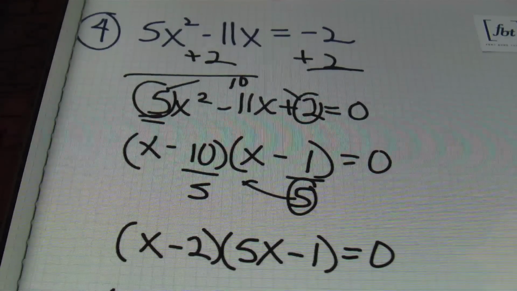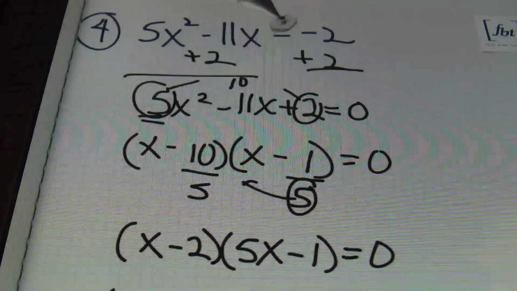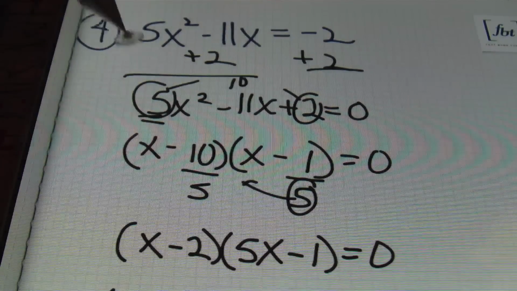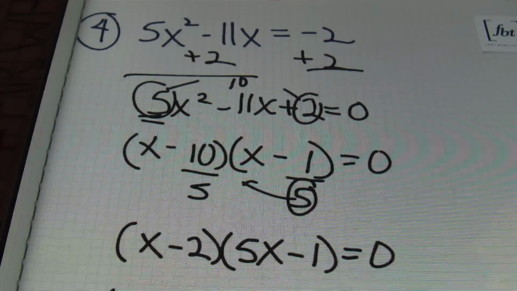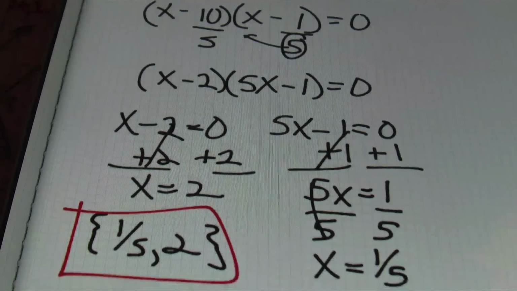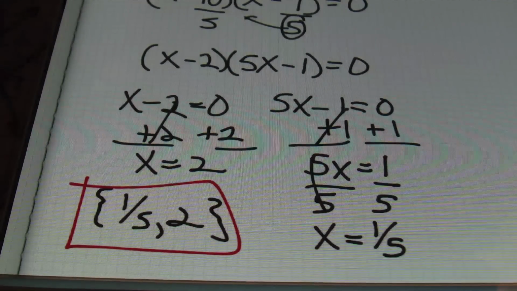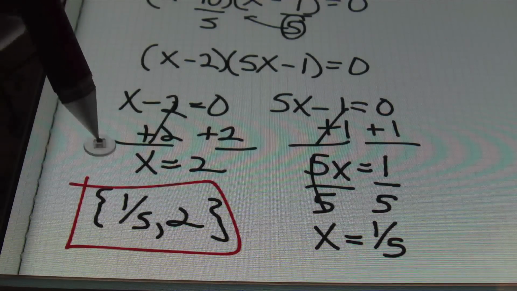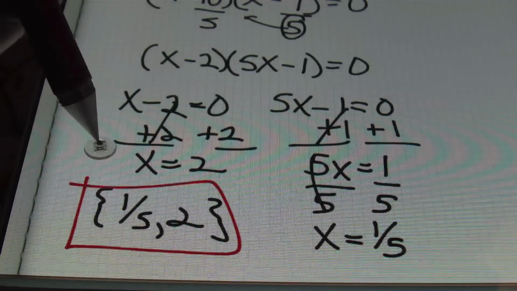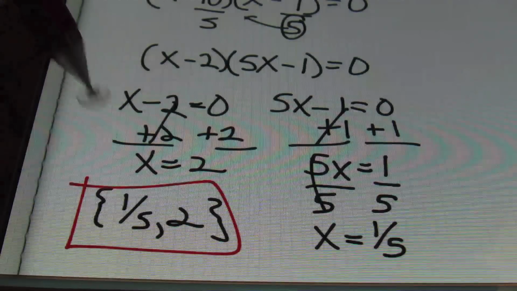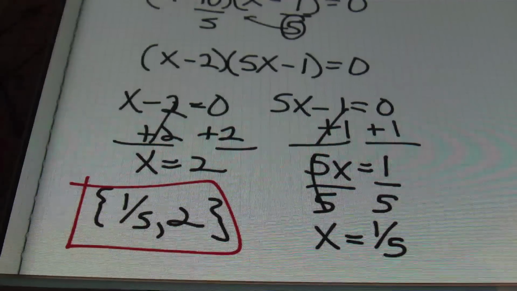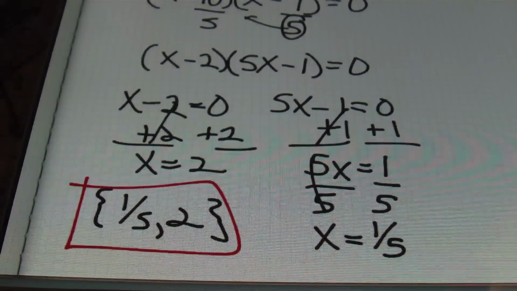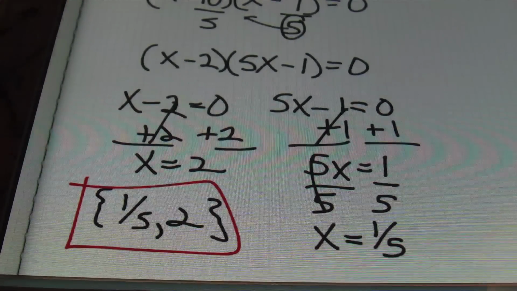To recap that problem, we started out by setting the initial equation equal to 0 by adding 2 to both sides. We then factored the trinomial, and you can use any preferred method you know of. Then once it's factored, you set each factor separately equal to 0 and solve for your variable. I'm writing my solutions in ascending order, from least to greatest. So I have my 1/5 and 2, and that does it for problem number 4. Let's check out the next problem then.